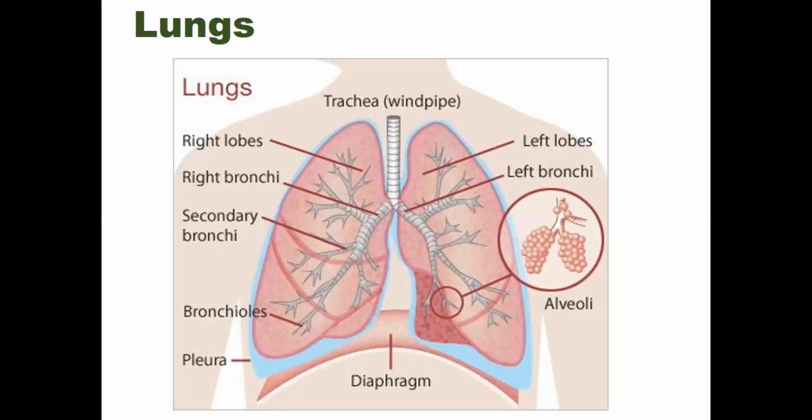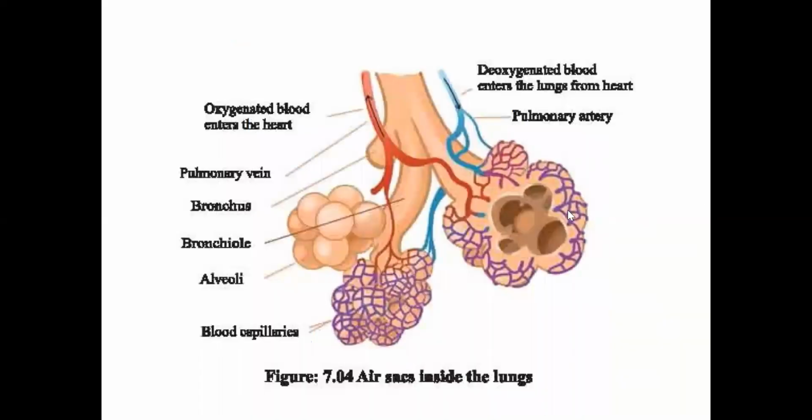And each balloon-like structure, the wall of each one, is composed of a single layer of epithelial tissue. The alveoli are surrounded by a meshwork of capillaries. See, here is the diagram. If you zoom within the lung, you will get these figures. These are the alveoli, balloon-like structures surrounded by a network of capillaries, and the wall of the alveolus is very thin.